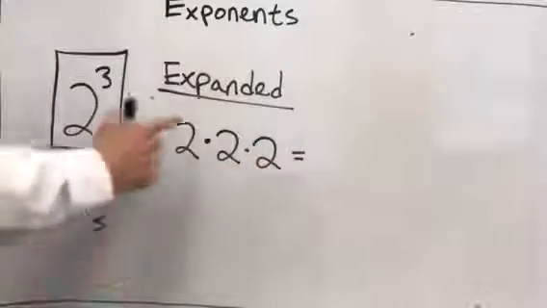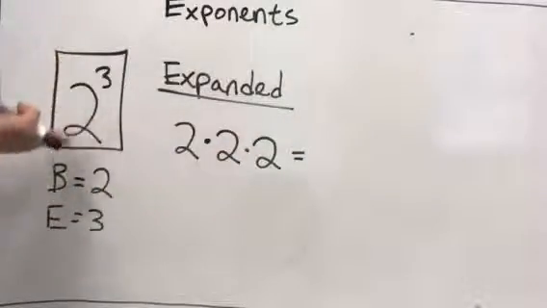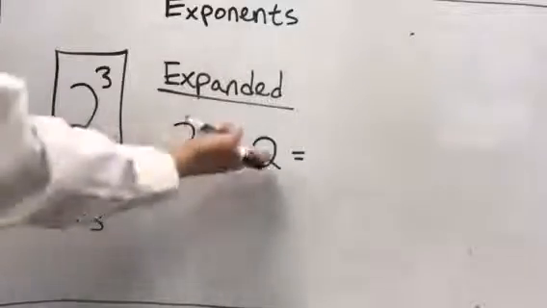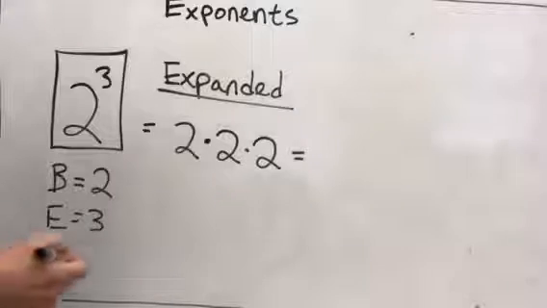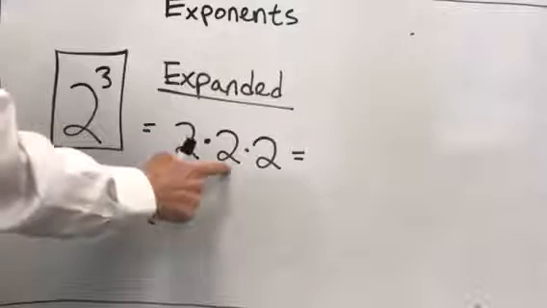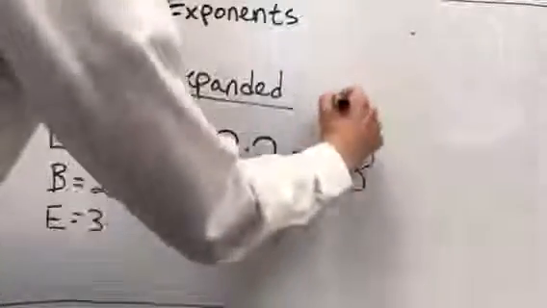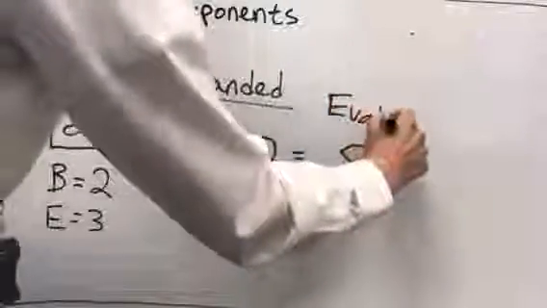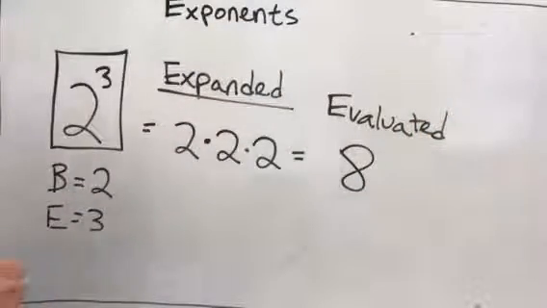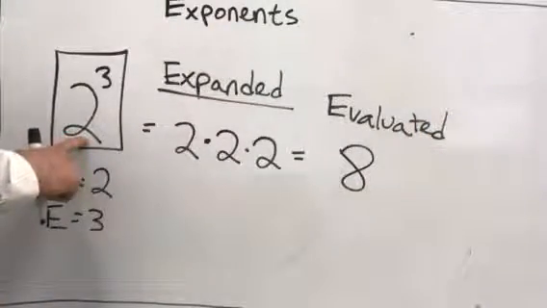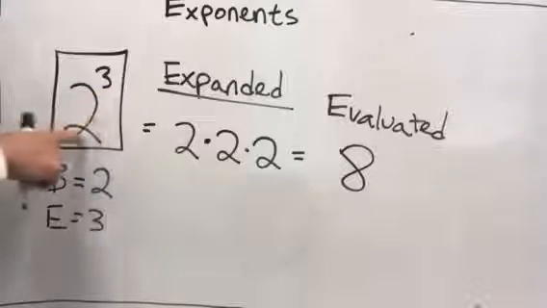Therefore, if we wanted to then evaluate what this exponential notation was, or if we want to evaluate its equivalent of the expanded version, we would multiply 2 times 2, which is 4, and 4 times 2, which is 8. Therefore, 8 is the evaluated quantity or value of what 2 to the third is. So that's how we use exponents and apply them to bases.